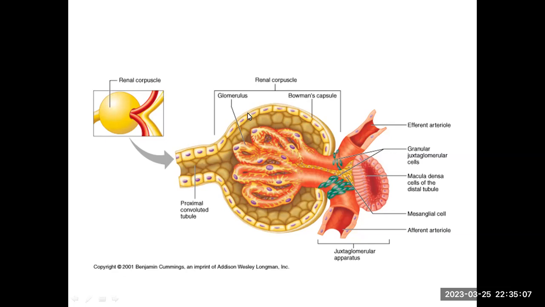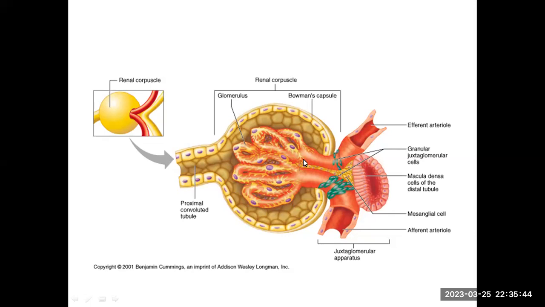This Bowman's capsule has two layers. It has an outer layer called the parietal layer. It's an epithelial layer. As you can see here, this is the outer layer of the Bowman's capsule. Then we have an inner layer, which is called the visceral layer. The visceral layer is tightly attached to the glomerular capillaries, and it's made of podocytes. These are specialized epithelial cells called podocytes.